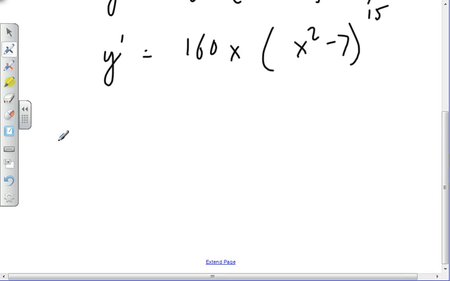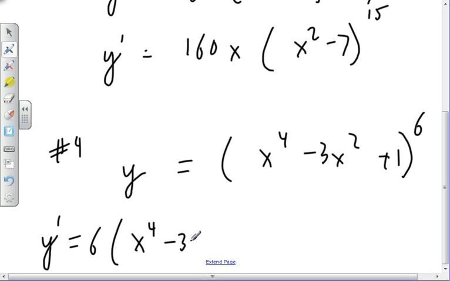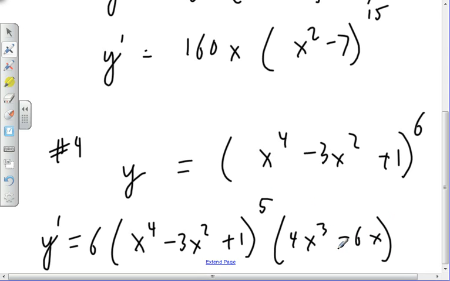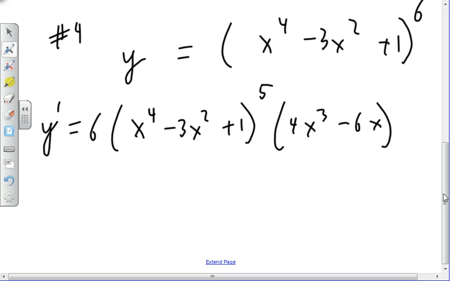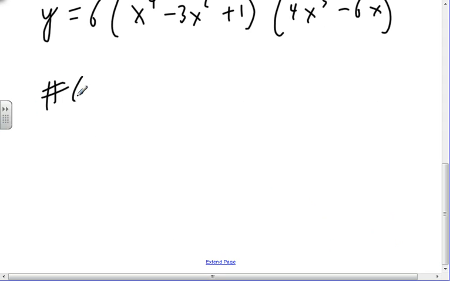Number 4, y is x to the 4th minus 3x squared plus 1 raised to the 6th, y prime is 6 times x to the 4th minus 3x squared plus 1 raised to the 5th times 4x cubed minus 6x. Easy, please. Easy, please. I know, it's just pathetic how simple this stuff is. Why they kept this from you your entire adult life, I don't know.